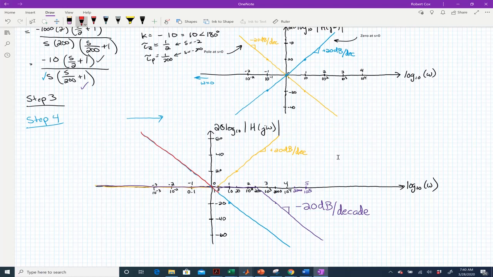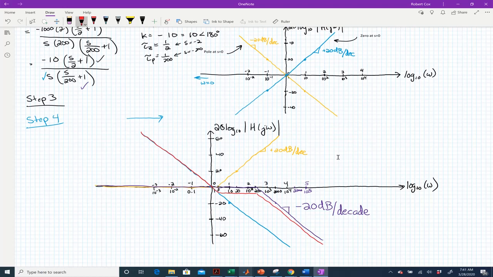Once I get to omega equal to 2, I have a pole that is pushing me down at 20 dB per decade and a 0 that is pushing me up at 20 dB per decade. So I level off until I reach this other pole. Once I reach that other pole, I start to fall again at 20 dB per decade. So the red there is the overall combination of all of the poles and zeros in this problem.